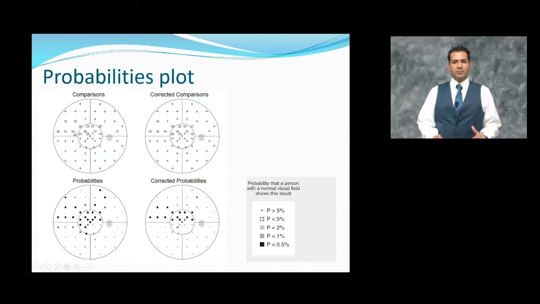From the comparison plot and the corrected comparison plot, one generates the probability plots. What is the probability of having this defect in a normal, healthy person? If the p-value is greater than 5%, the chances are this defect may be visible in a normal person. The smaller the p-value, the lesser the chances that you can actually see this defect in a normal person. So in this case, we see that the comparison probability plot is very similar to the corrected probability plot, indicating this defect is real and is not due to a generalized loss due to cataract or media opacity.